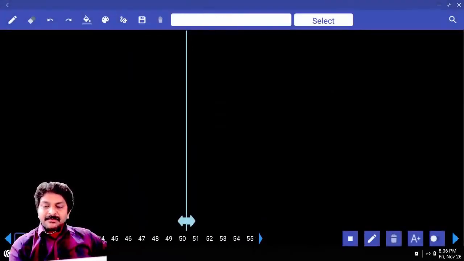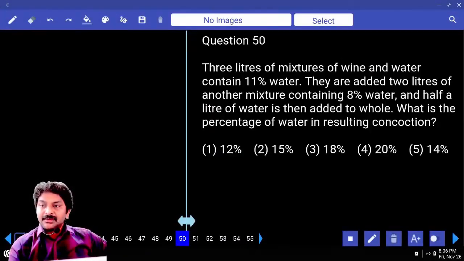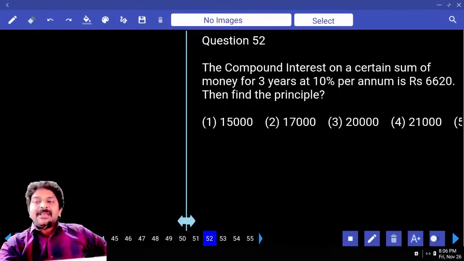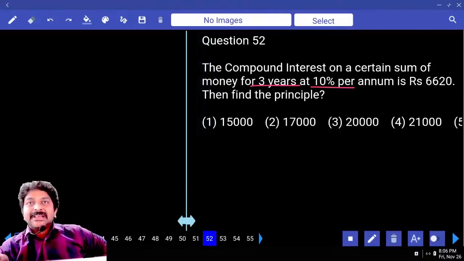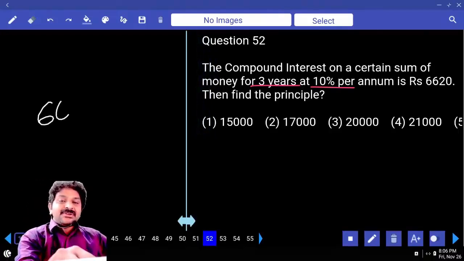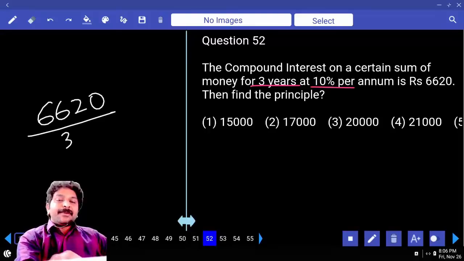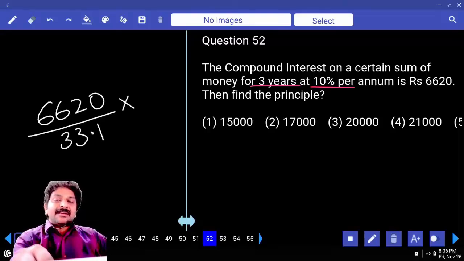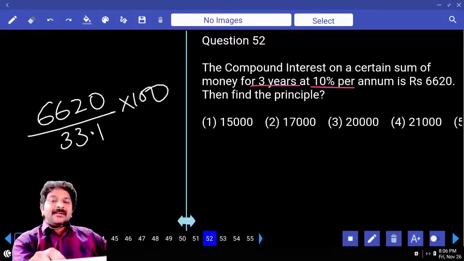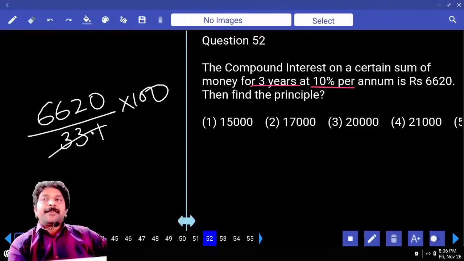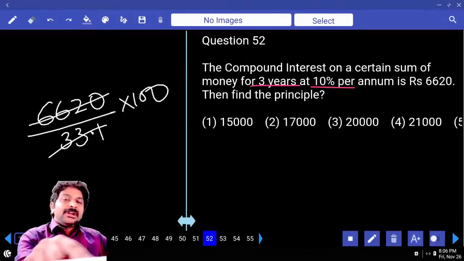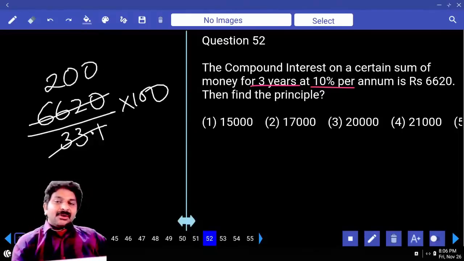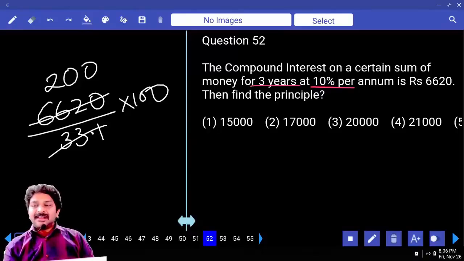Question number, what is it? 50? Okay. Right. So now tell me, compound interest for 3 years at 10% per annum is what percentage? 33.1, which is equal to 6620 only. 1% is 33.1 only into 100. 33.1, 2 times is 66.2. 20 times and then a 0. 200 into 100, that is 20,000. Third option.